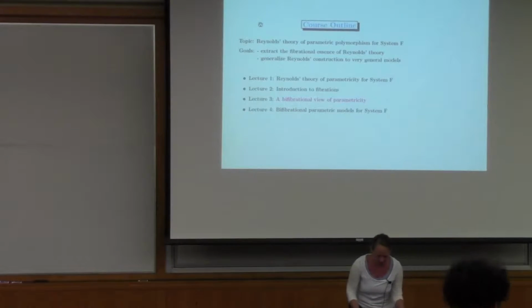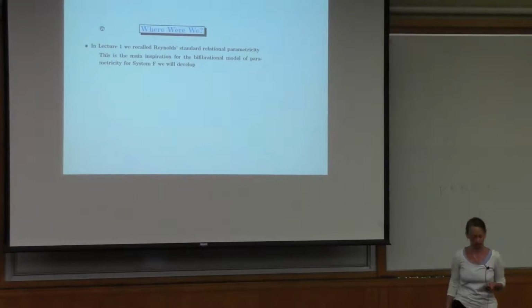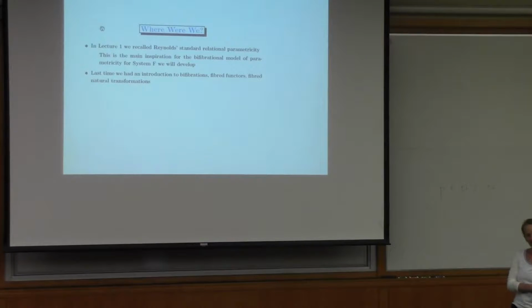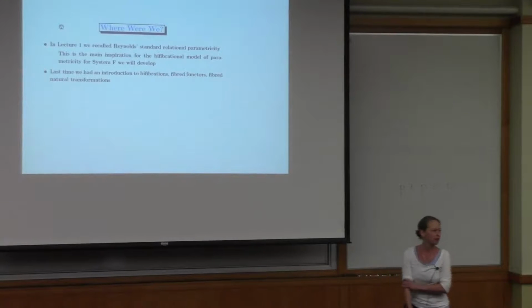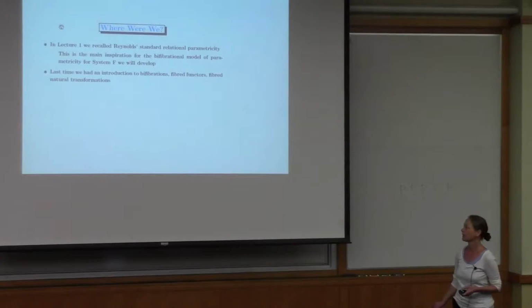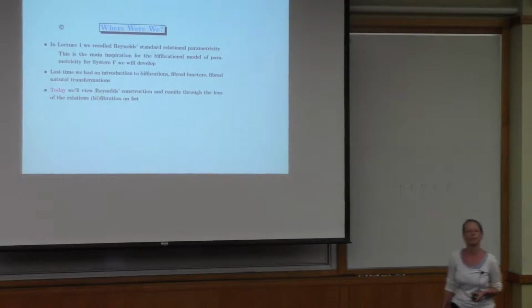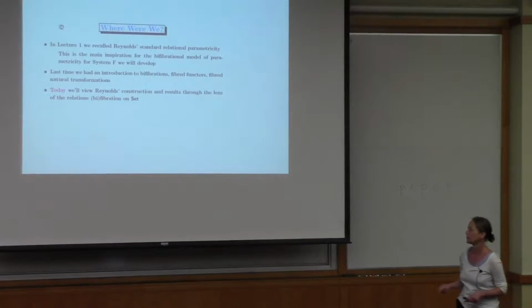This is the lecture in which we are going to try to look at Reynolds construction through a bivibrational lens. In lecture 1, we recalled Reynolds construction and took this as our main inspiration for the model that we're trying to construct. And then last time, we had an introduction to bivibrations, because I can't very well tell you about a bivibrational view of parametricity without telling you what bivibrations are or reminding you if you already happen to know. So today, we're going to look at Reynolds' original construction through this bivibrational lens.